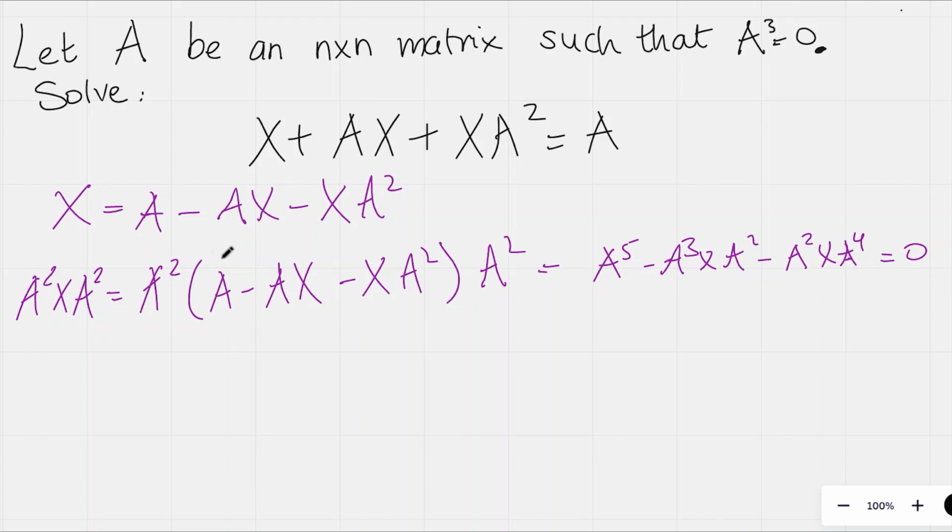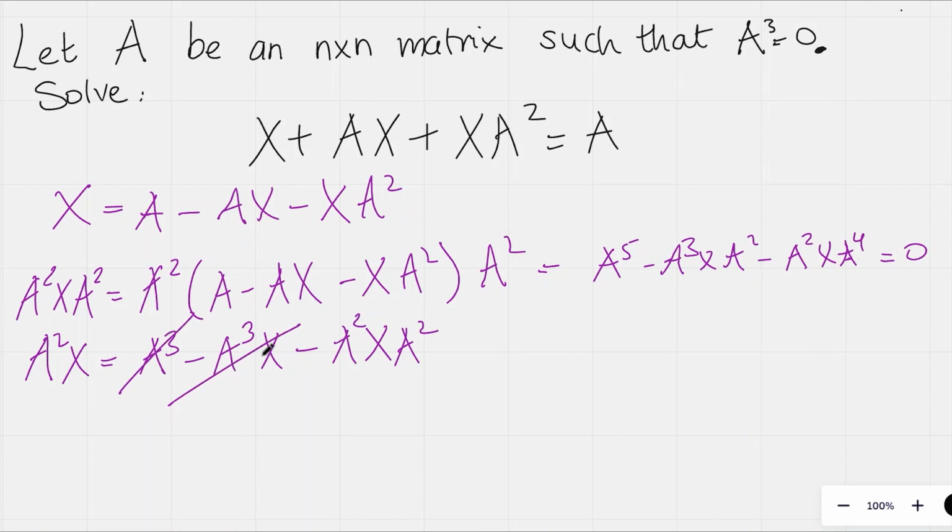Well, let's go back to this equation here and just look at pre-multiplying by a squared. Up here we did it with a squared at the end, but let's see if we can just pre-multiply it by it. So if we do that, we're going to get a squared times a, which is a cubed, so that's going to vanish in a moment. This next term here is going to be a cubed x, so that's also going to vanish because a cubed is 0. And then the last term is going to be a squared x a squared. So this thing here is 0 because it's got a cubed in it, this thing here is also 0, and this thing here is minus a squared x a squared.